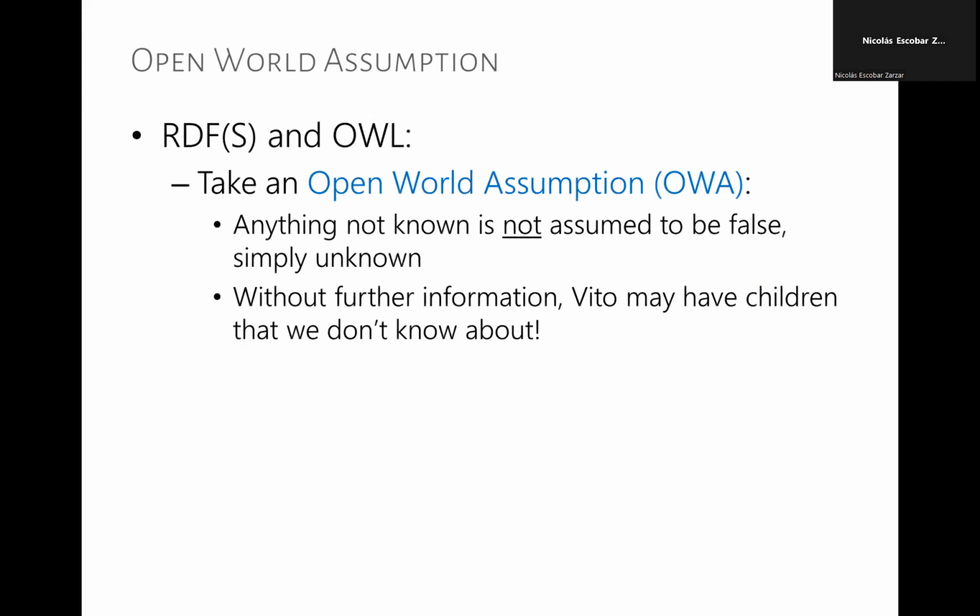Under the open world assumption. So RDFS and OWL take an open world assumption. Anything not known is not assumed to be false. It's simply unknown. Without further information, Vito may have children that we don't know about, that are not described in the data.